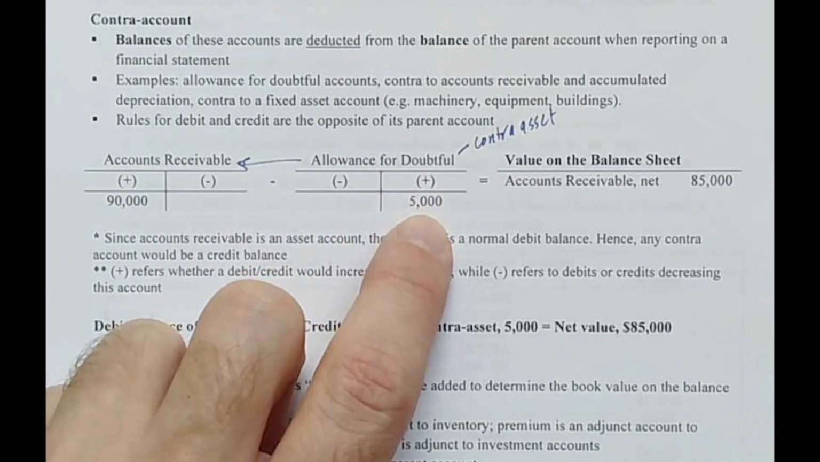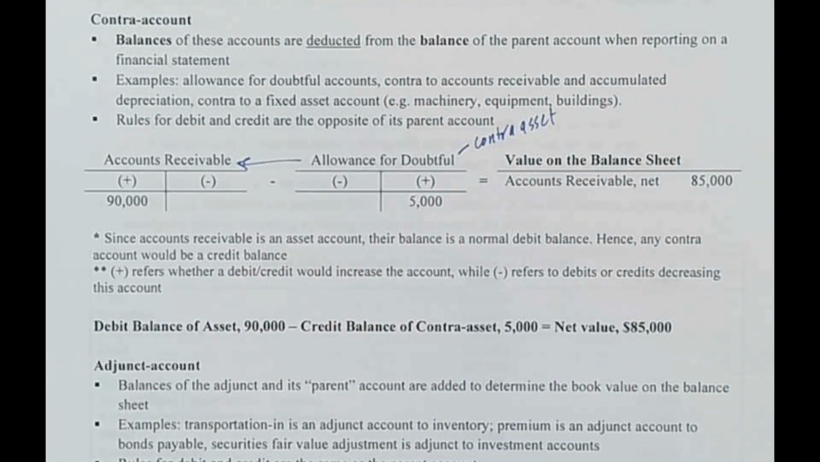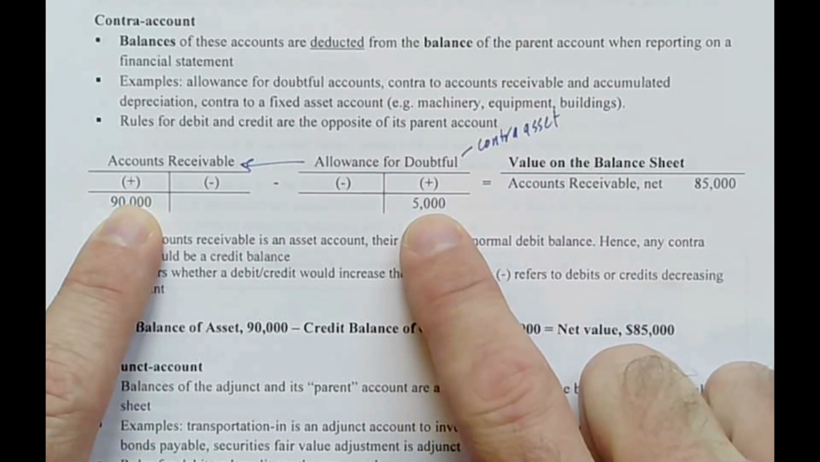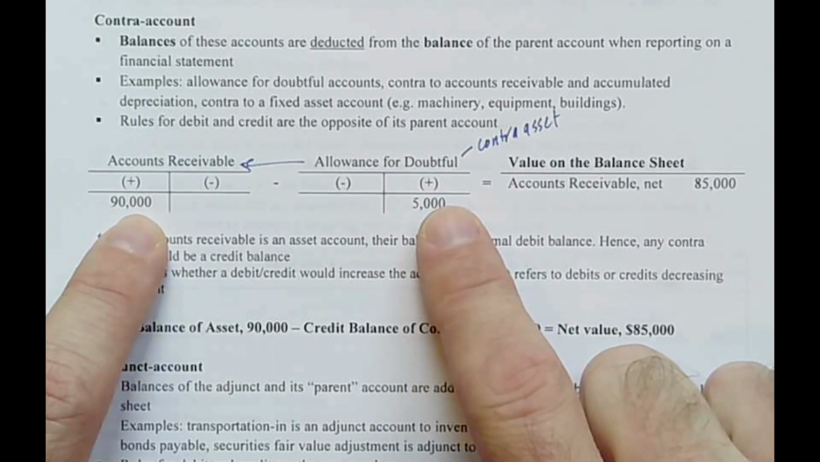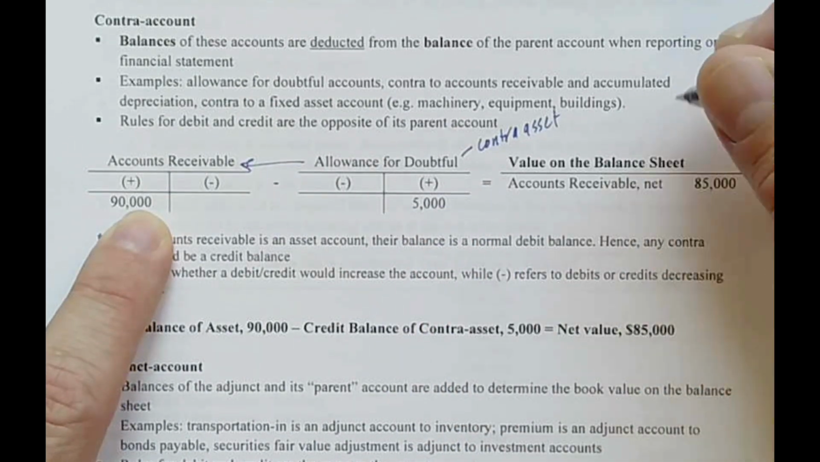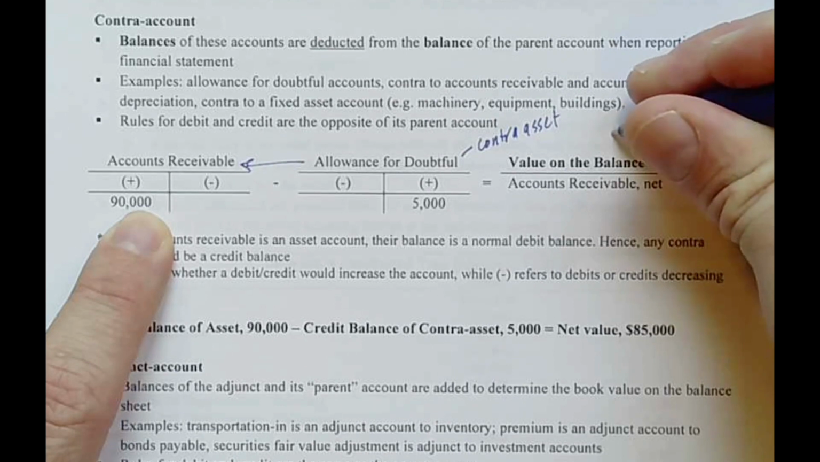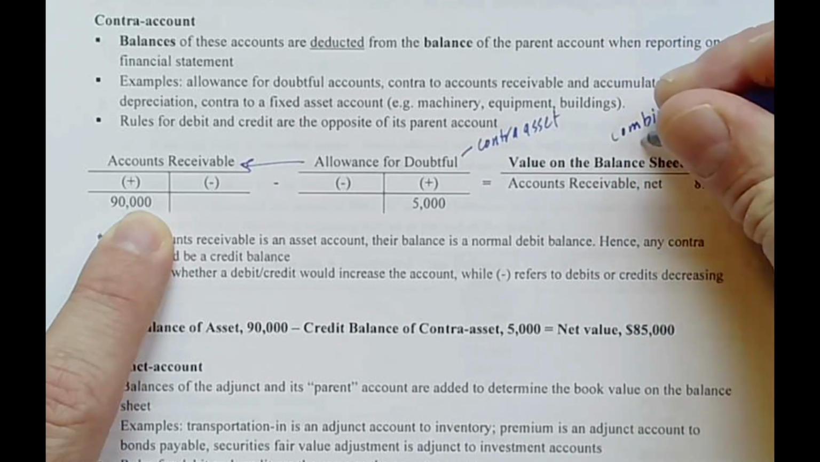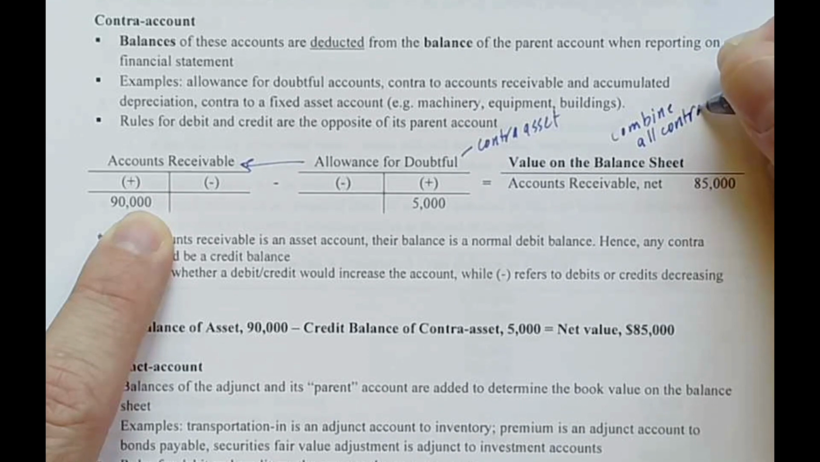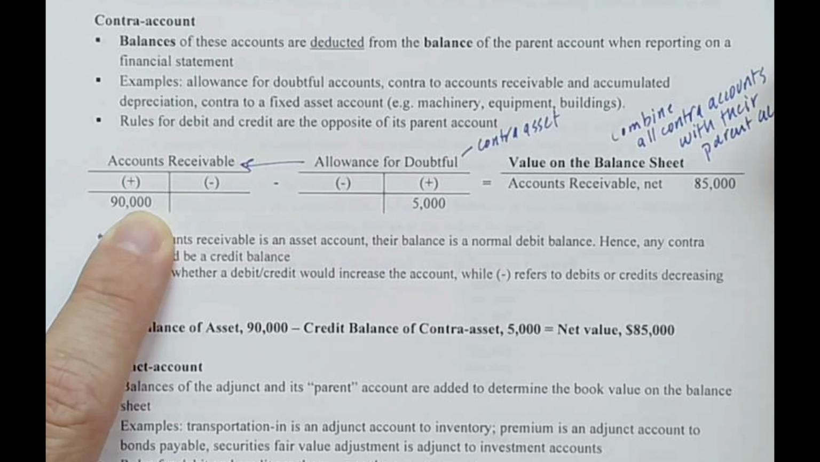Why do we keep separate track of these things? In the ledger, they are two separate accounts, with two separate T accounts. When we journal these items, they are separate accounts. The only time they are combined is when we report on the balance sheet. So here's when we combine all contra accounts with their parent accounts, and that only happens when we present the financial statement.